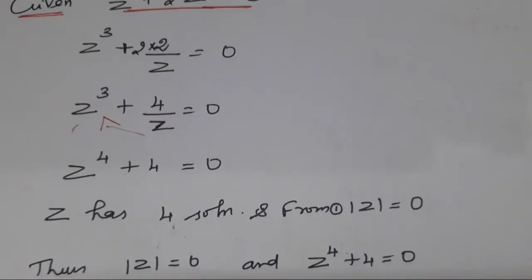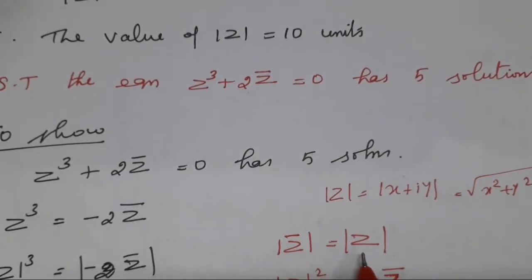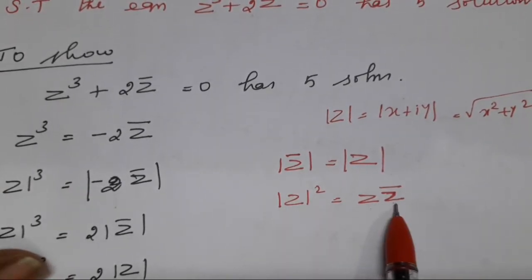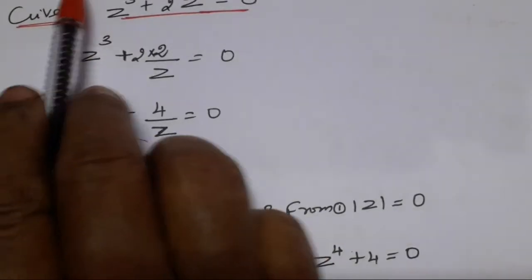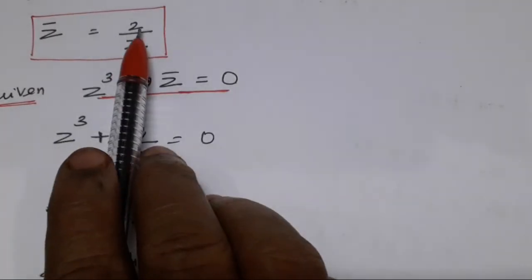See, first we find the z bar value using the two properties. What are the two properties? Modulus of z bar equal to modulus of z is one property. Another one is modulus of z square equal to z into z bar. So for the given result, first we find the z bar value: z bar equal to 2 by z.